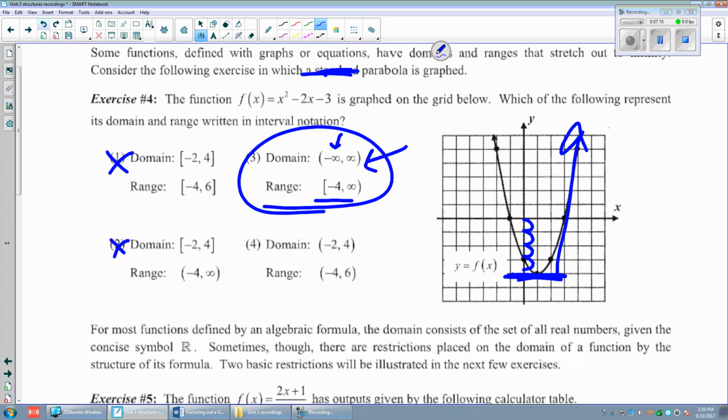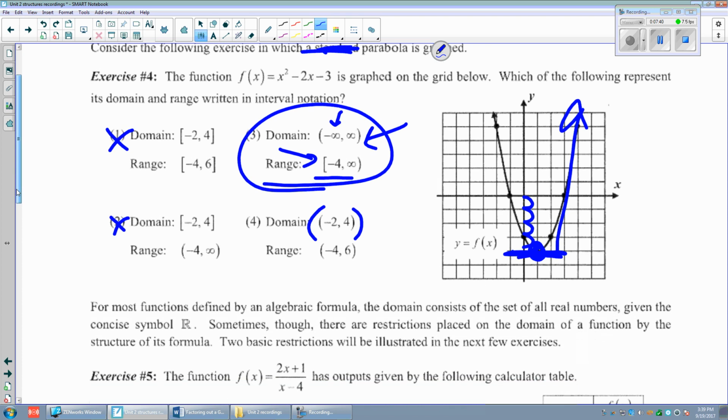Notice that they are parentheses because you never can sit on infinity. Okay, I want you to notice that that's a bracket because we are including -4. This says we're not including +4. That says we're not including -2. Parentheses mean don't include that number. It's an open circle.